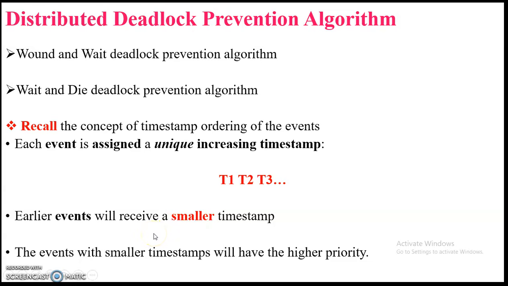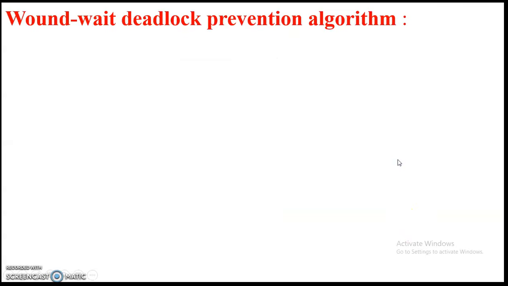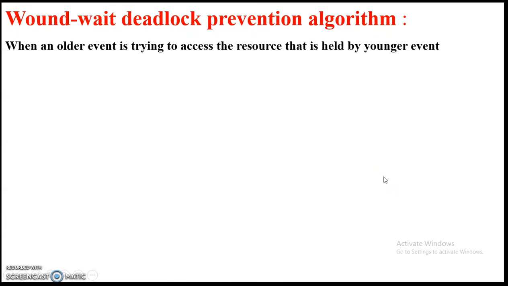These timestamps are given in an increasing manner, so earlier events will receive a smaller timestamp, and the events with the smaller timestamps will have the higher priority. Now let us understand the wound-wait deadlock prevention algorithm, which is a preemptive method. There are two cases that we will be learning here.